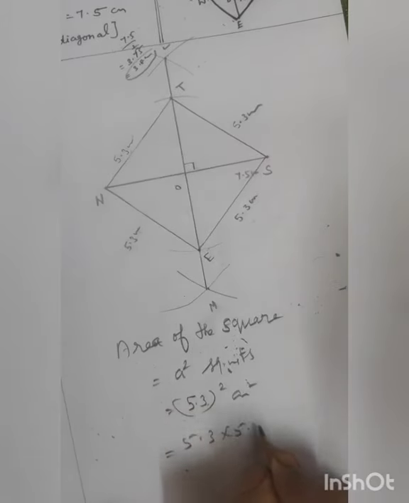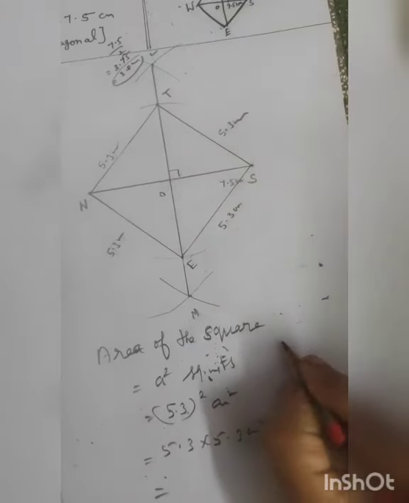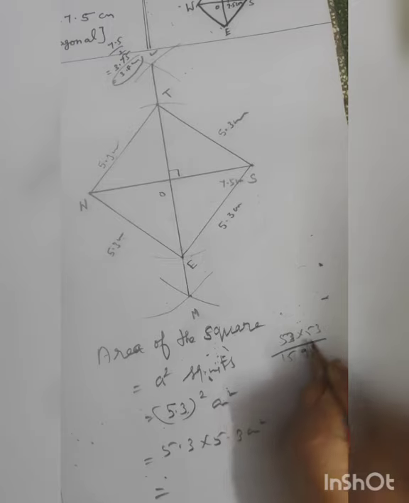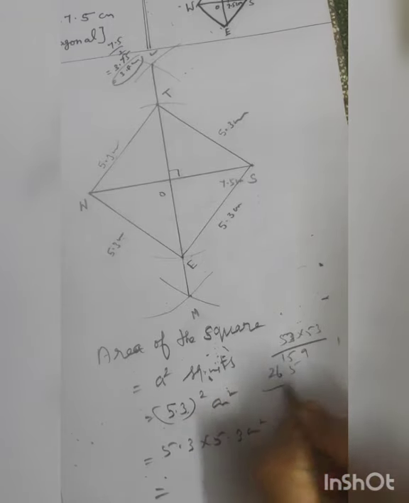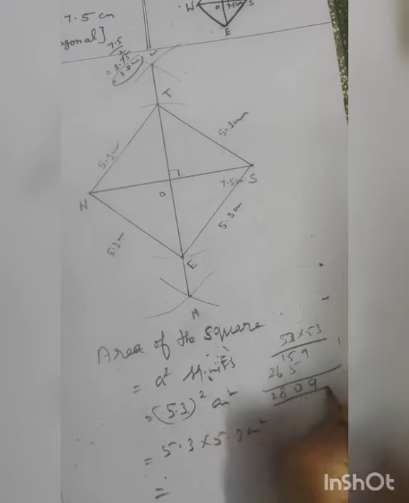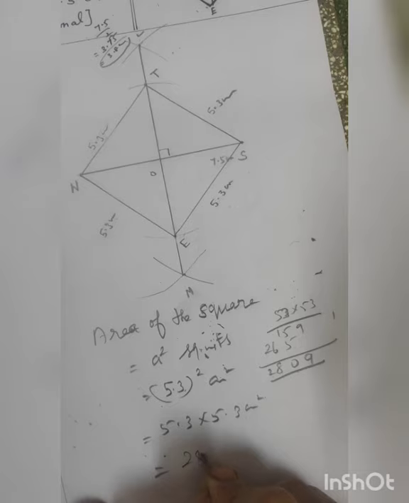5.3 into 5.3 centimeter squared. Multiply and write the answer, 53 into 53. 3 3s are 9. 5 3s are 15. 5 3s are 15, remaining 1. 5 5s are 25, plus 1 is 26. Adding gives 28.09 centimeter square.